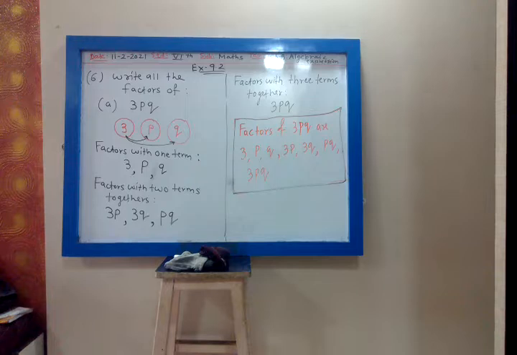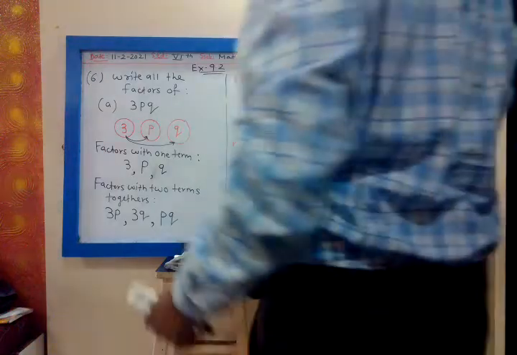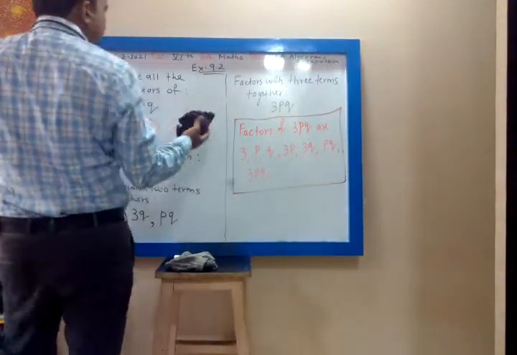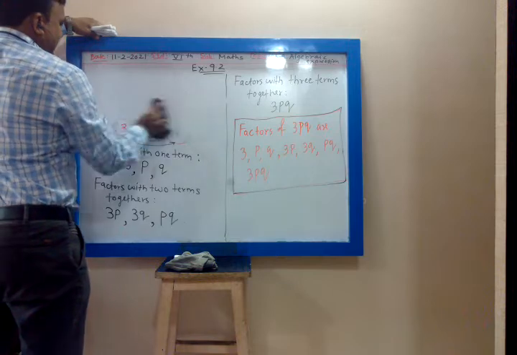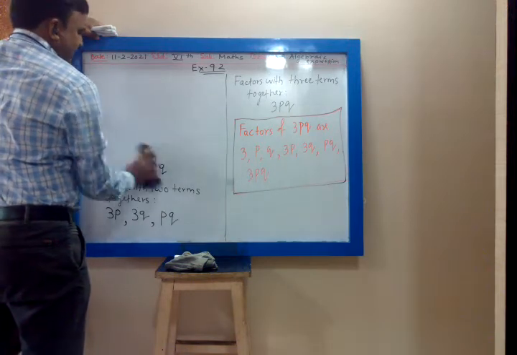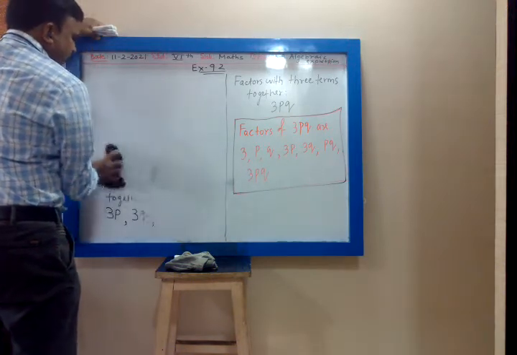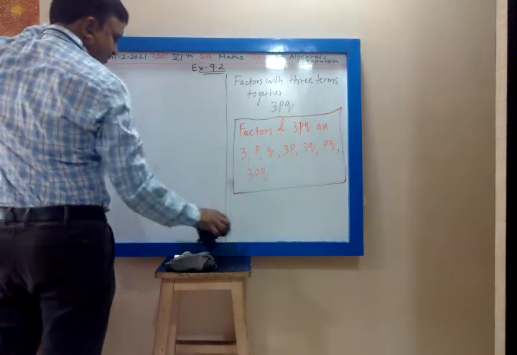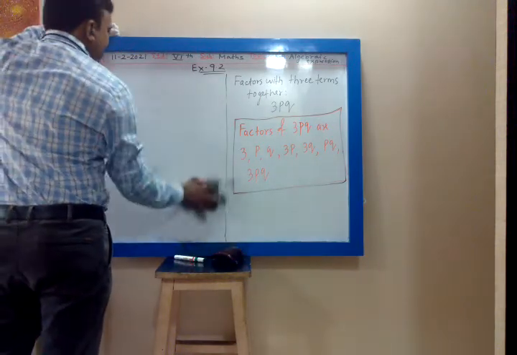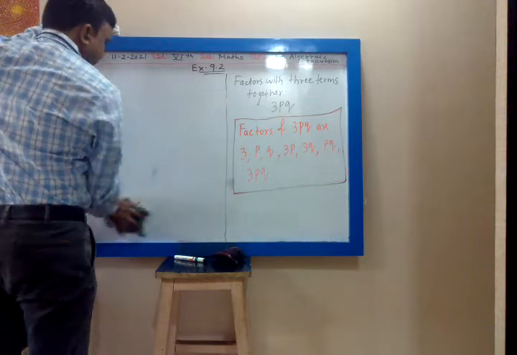There is no need to write 1. You can write 1, no problem, but 1 is a trivial factor. 1 is always a factor of any number, and any number is a factor of that same number. So 1 and that number, they are the trivial factors, so we don't write trivial factors.